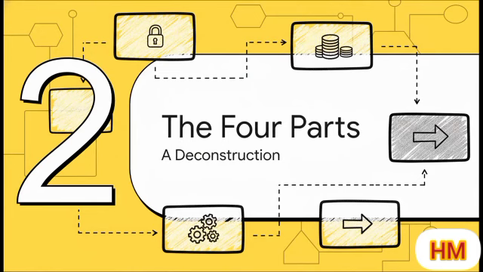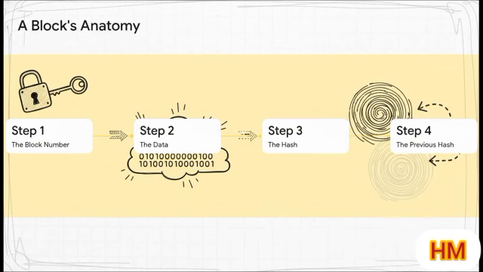Let's deconstruct a block and take a look at these 4 key pieces. So here's the game plan. We'll start with the easy stuff, the block number and the data it's holding. Then we'll get into the 2 pieces that are absolutely critical for security, something called a hash and then the previous hash. Let's tackle them one by one.